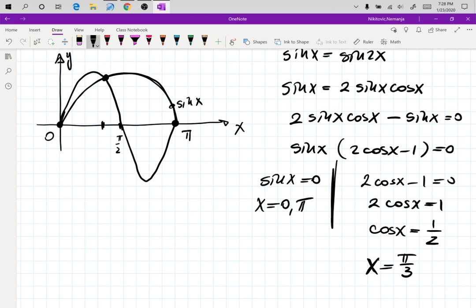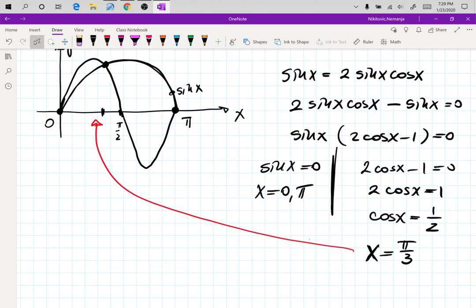Cosine is positive in the fourth quadrant. Well, don't need it anyway. Cool, we found out that the mystery intersection is at pi over 3. Right? That's our mystery number. Pi over 3. So now I have far minus close.